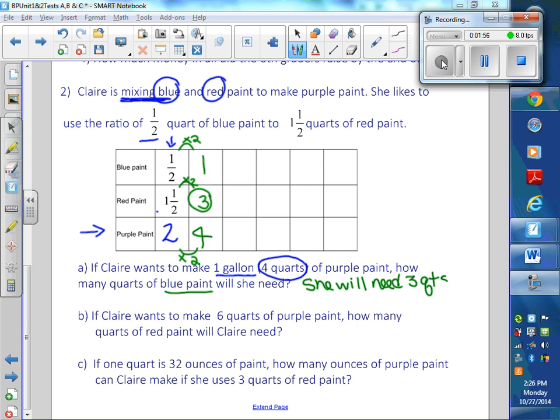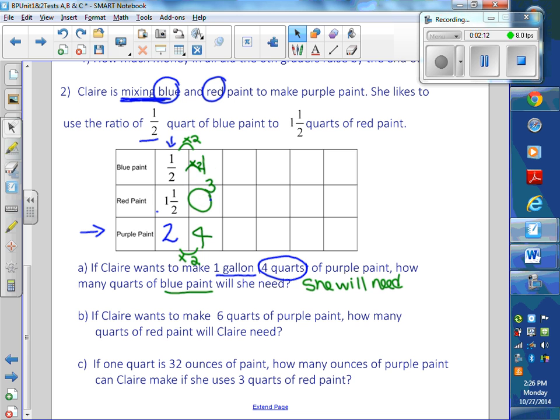It's not 3. Isn't it 1? Oh. Yeah, not 3. She will need 3 quarts of red, right? But I'm reading my own problem wrong. She will need... There we go. She will need 1 quart. Thank you. Of blue paint.